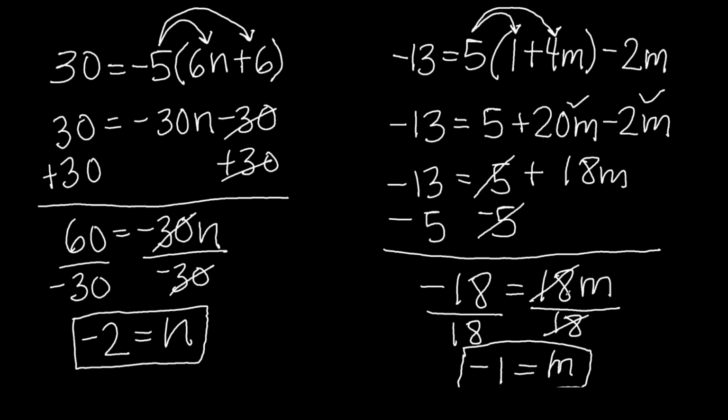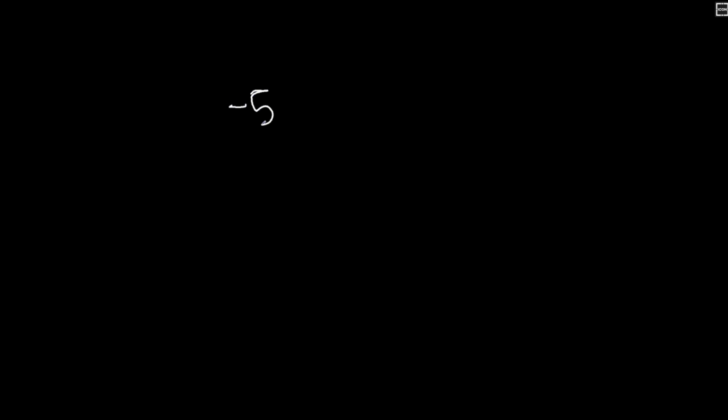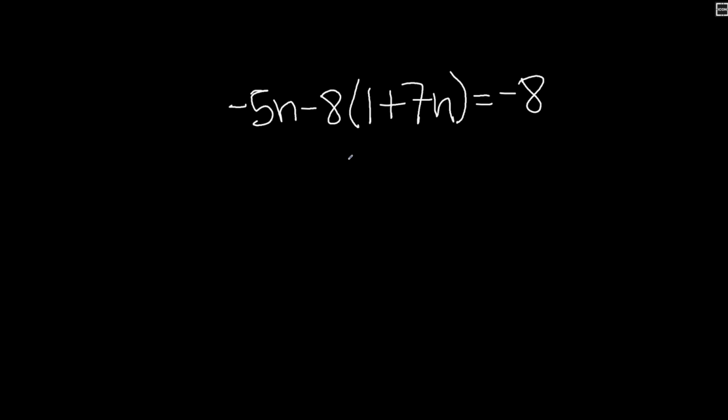Now, let me give you one more example for you to try. Negative 5n minus 8 times (1 plus 7n) is equal to negative 8. Solve for n.